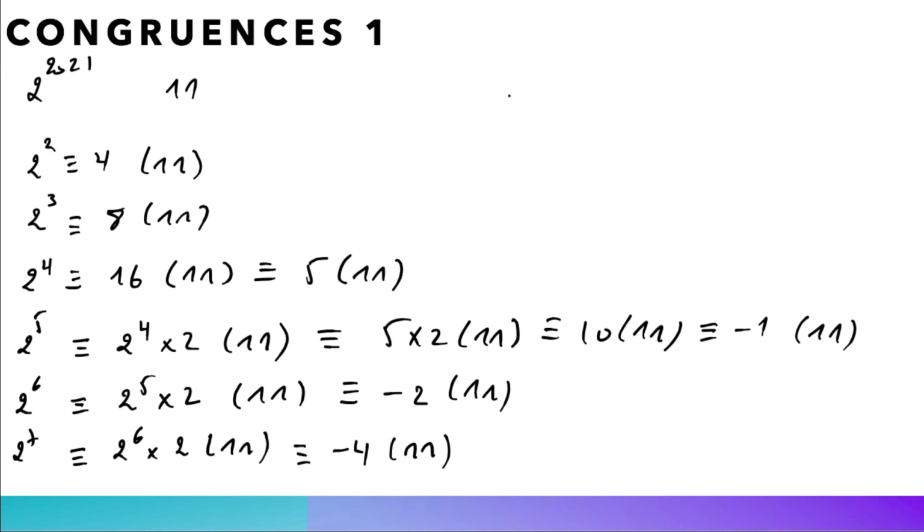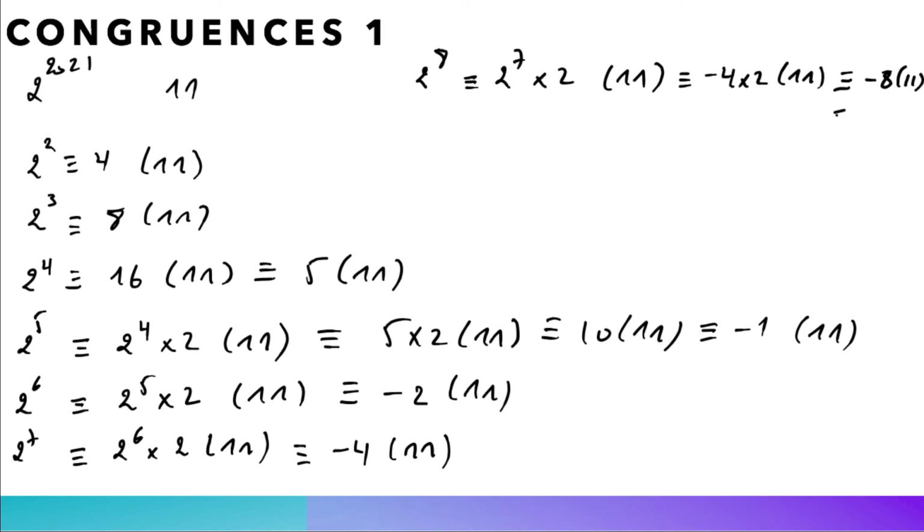We go further here and compute 2 to the power 8, which is the same thing as 2 to the power 7 times 2 modulo 11 still, and this is congruent to minus 4 times 2 modulo 11, which is congruent to minus 8 modulo 11, and minus 8 is the same thing as 3 modulo 11. Actually here I am looking for the smallest power of 2 that gives 1 modulo 11, which will help us find the remainder of 2 to the power 2021 modulo 11, and you will see how.